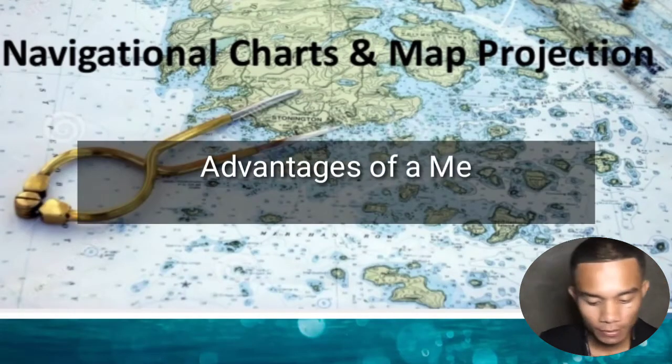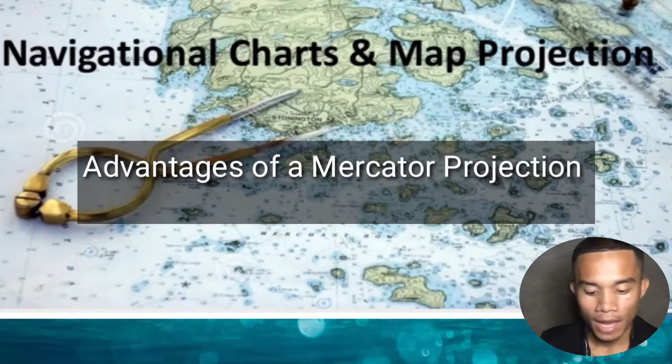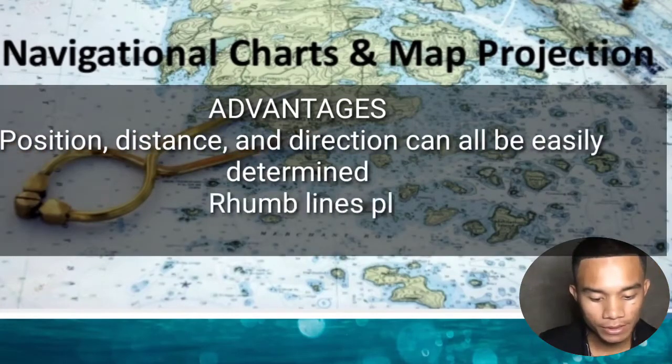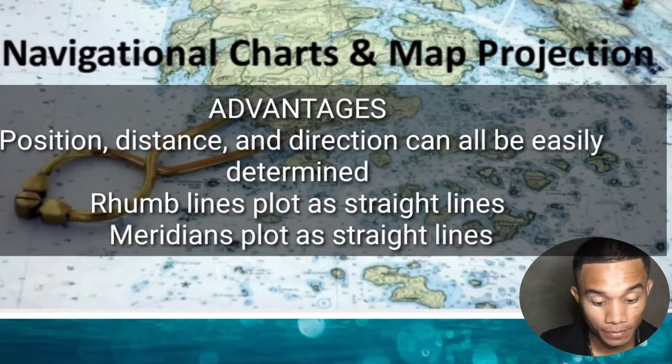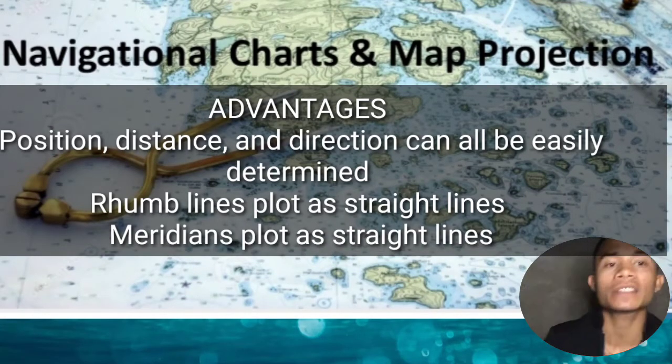Next are the advantages of the Mercator projection. Position, distance, and direction can be easily determined. Rhumb lines plot as straight lines. Meridians plot as straight lines.